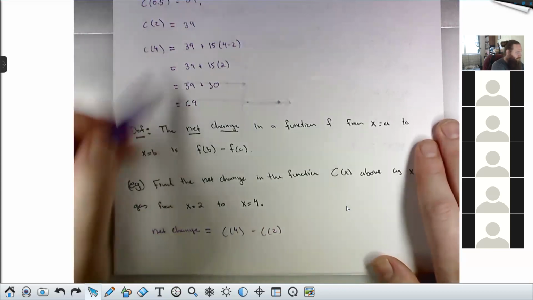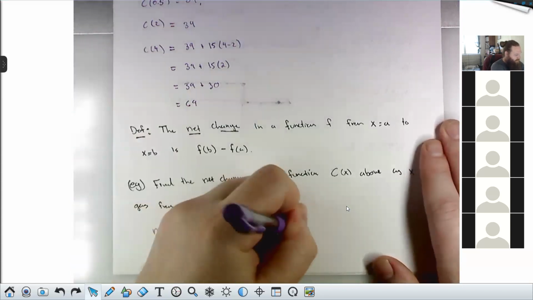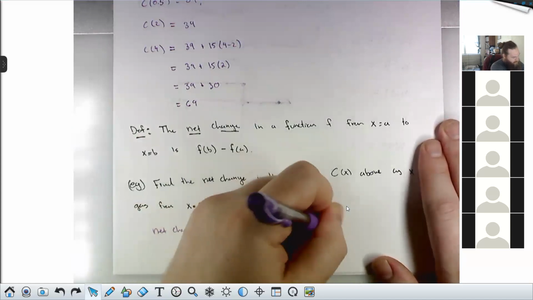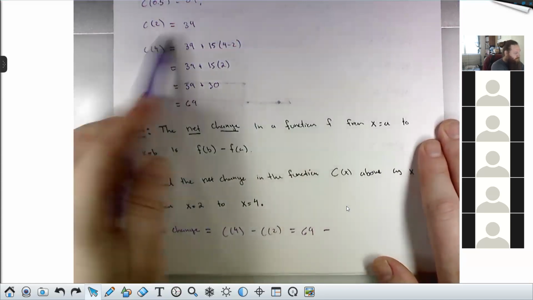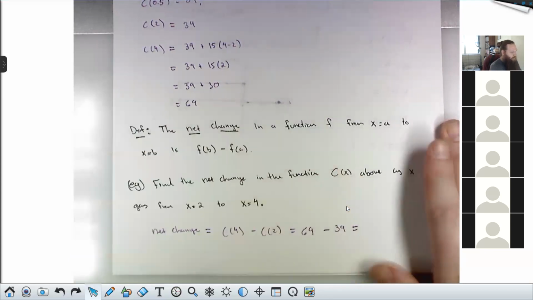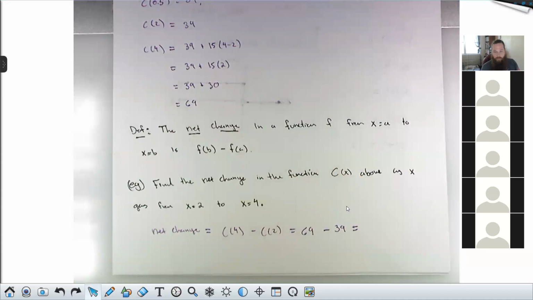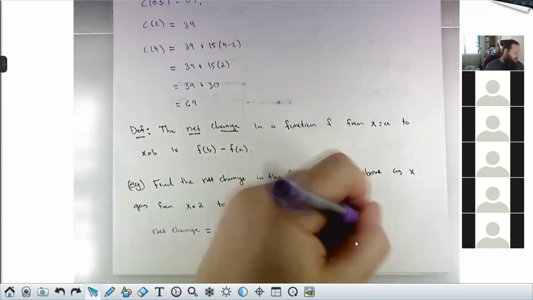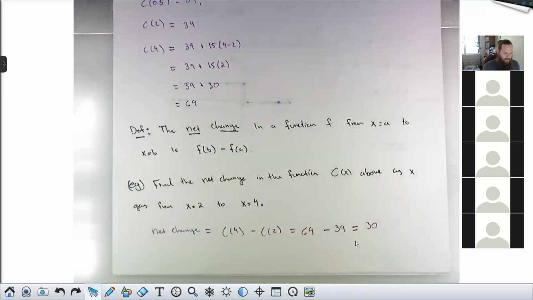So c of 4, we computed that was 69, minus c of 2, we computed that also, that was 39. So how much did the output change as the input went from 2 to 4? That's what we mean by net change. That's by definition C of 4 minus C of 2, which is 69 minus 39. How much did it change? It changed by 30.